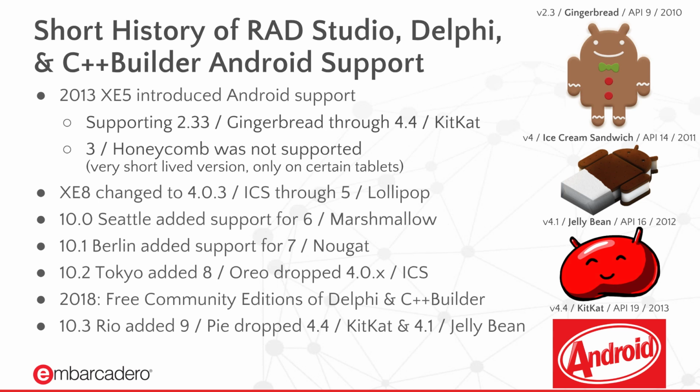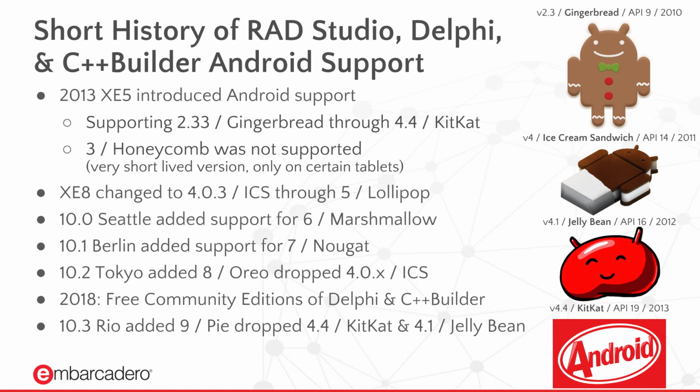In 2018, we released the Community Edition based on Tokyo that gave you a free tool for developing Android applications, actually all the platforms with Delphi and C++ Builder, Community Edition. And then in 10.3, just last year here in 2018, we updated both Community Edition and Delphi, C++ Builder, and RAD Studio in general for Rio. Now, this is a big change in our Android support, which we'll talk about more in a little bit. First of all, we dropped Kit Kat and Jelly Bean. So it has to be Lollipop or newer to work with Rio.